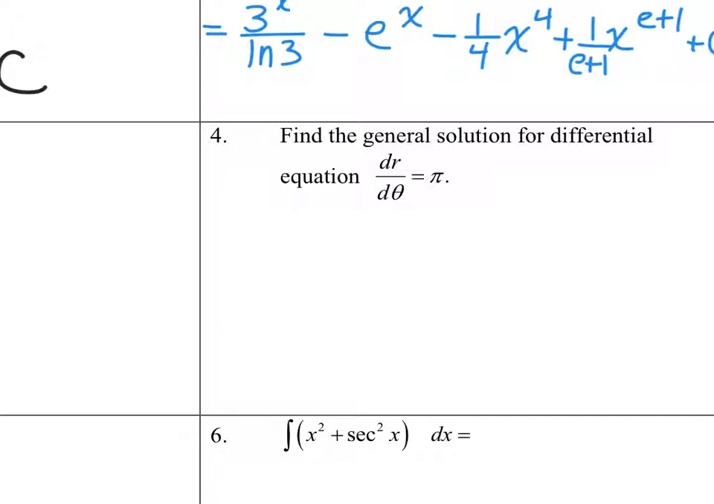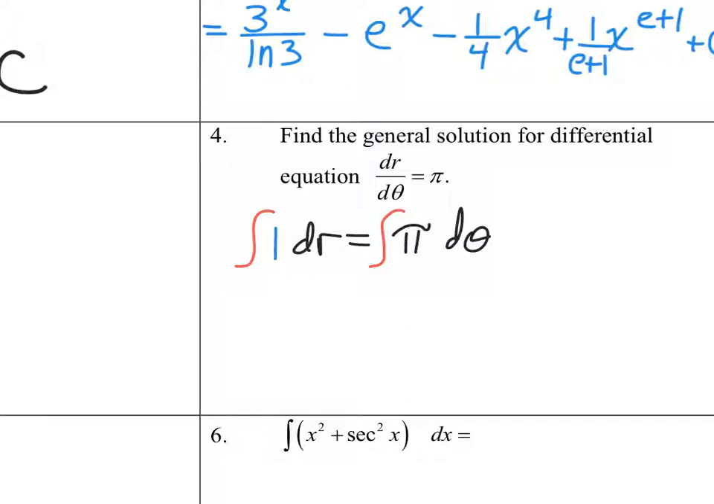The solution is not the differential form or a differential equation; it's the function that preceded that. So in order to do that, I would get it into differential form first: dr equals pi d theta. Then I would take the antiderivative of both sides. Now, in front of the dr, we have an understood coefficient of 1. We'll integrate both sides. What's the antiderivative of 1?